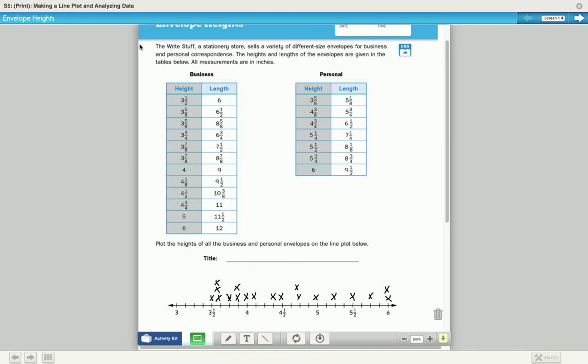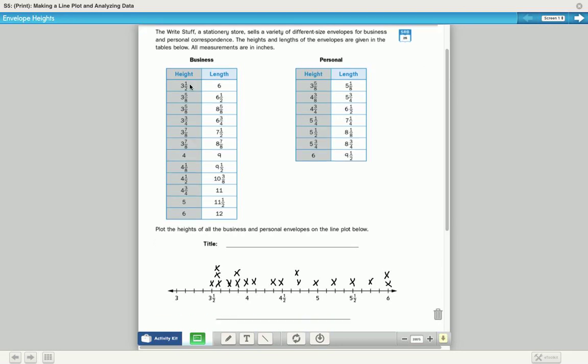So the story says, the Right Stuff, a stationery store, sells a variety of different size envelopes for business and personal correspondence. The heights and lengths of the envelopes are given in the tables below. All measurements are in inches. So they tell you the height and the length of the business envelopes and then the personal envelopes. So like if you were going to send a grandma a card or something that is just to a friend. Now these would be for business envelopes, so like paying bills and things like that.